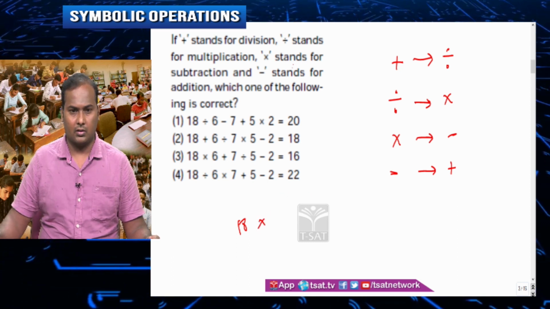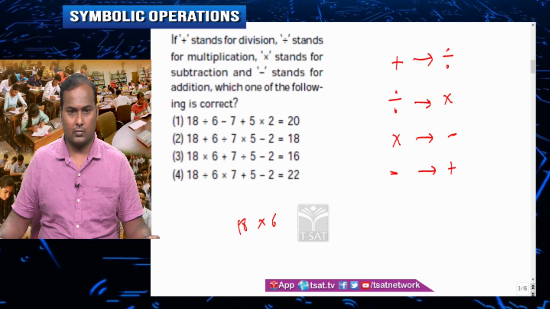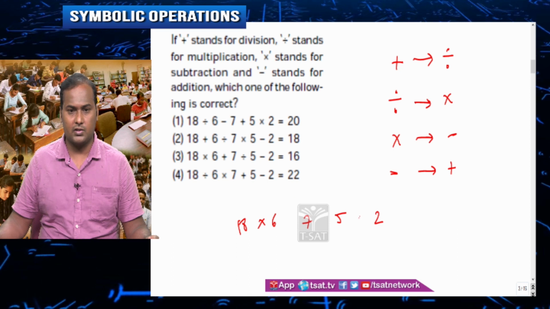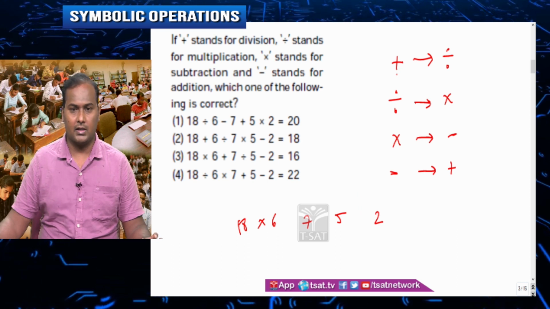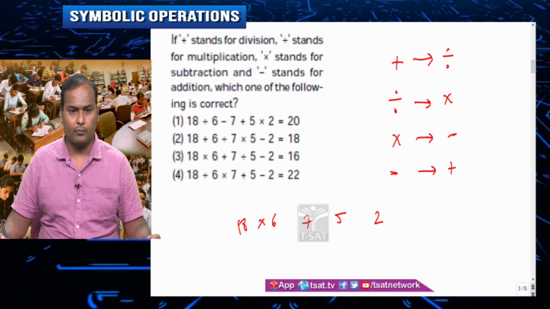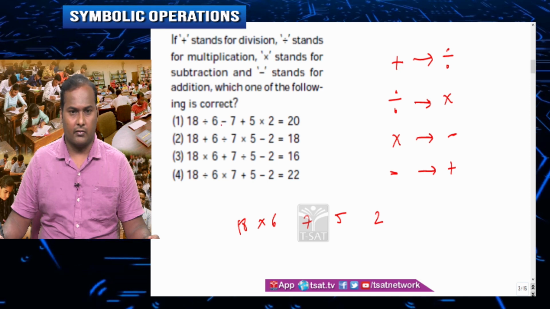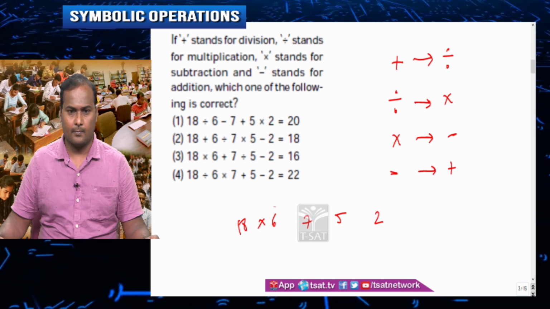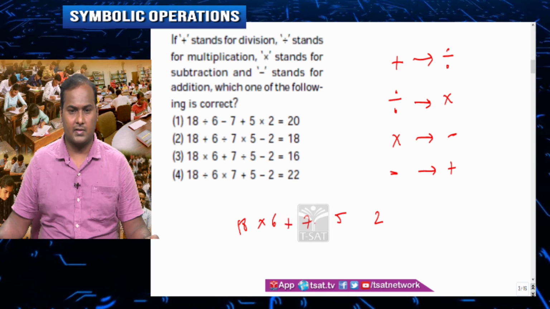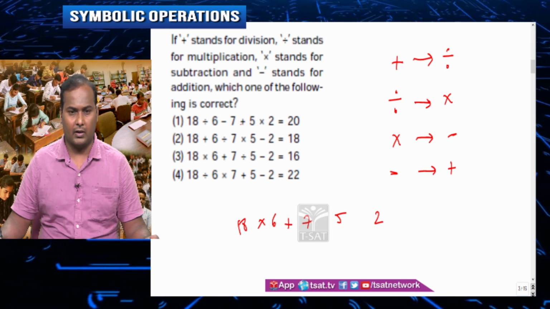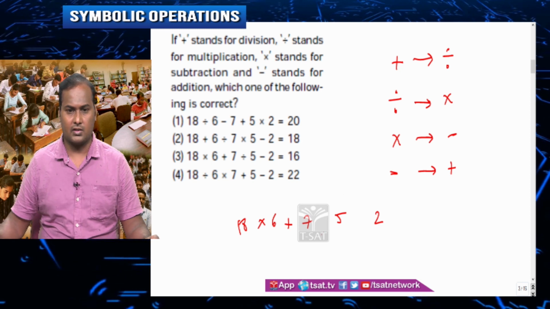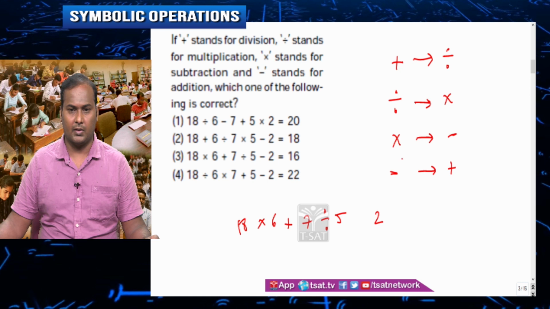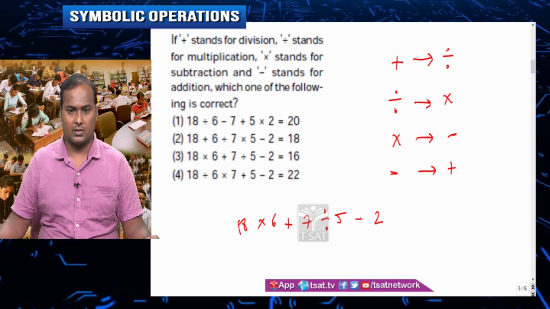Now it's talking about 6, 7, 5, 2. Just I am writing this because in the examination I can directly replace with the symbols. Now between 6 and 7 you have minus, but you should not write minus, you have to write it as plus here. In the same way, between 7 and 5 we have addition plus. In case of plus, you have to put division here. Then you have multiplication. In the place of multiplication, you have to subtract.